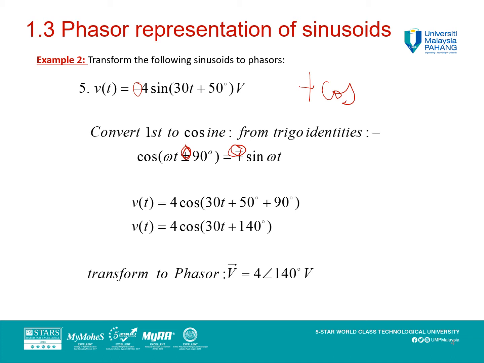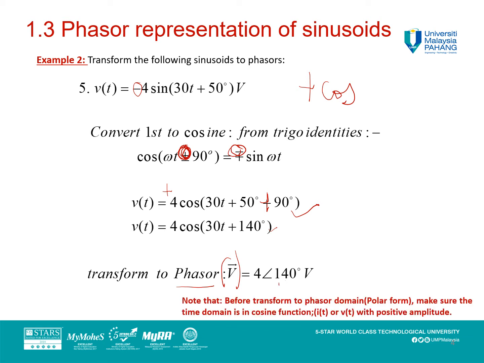Alright, so from the reference you have 4 sin, so you get the positive 4 sin here, with 30t plus 50 from the reference. So now you must add first, plus 90 degrees here. So you get the answer in positive cosine: 4 cos(30t + 140). Then you can convert to phasor. Phasor has no t, only the vector value V. The vector value is 4, and the angle is 140 degrees.